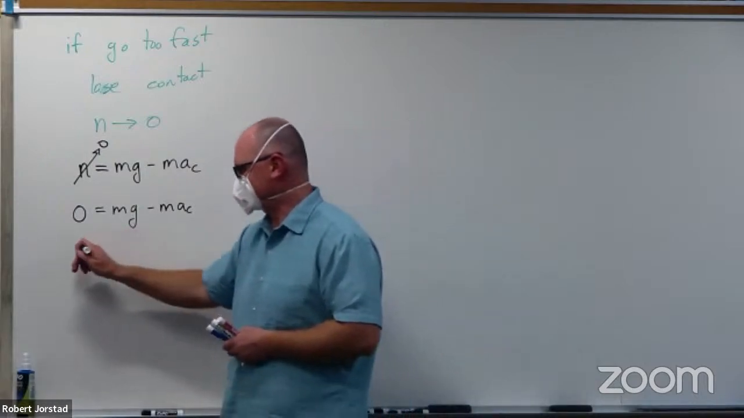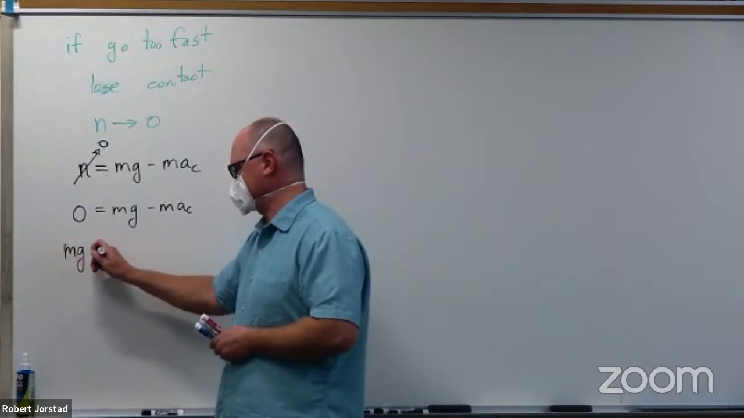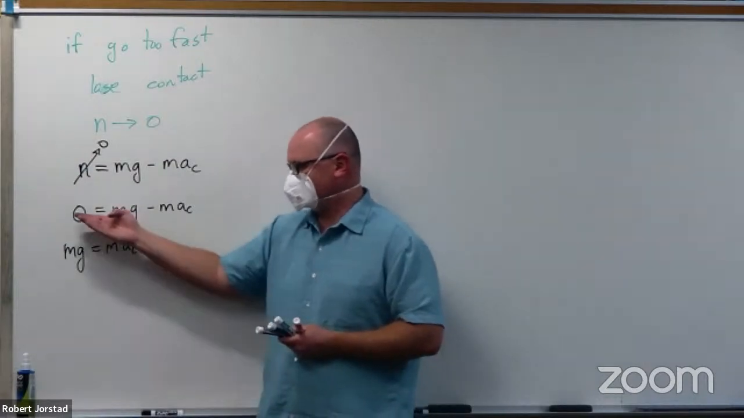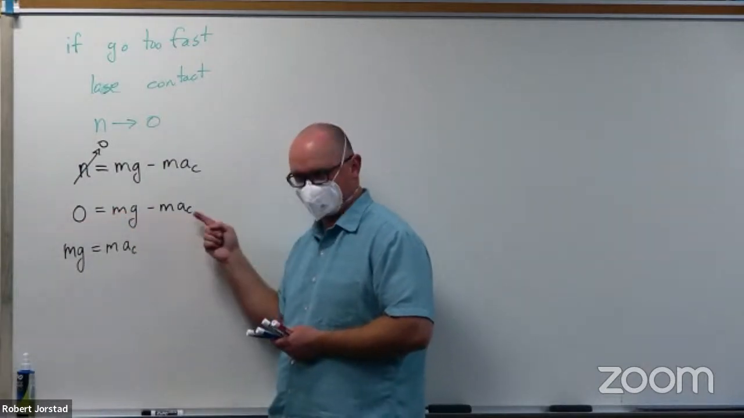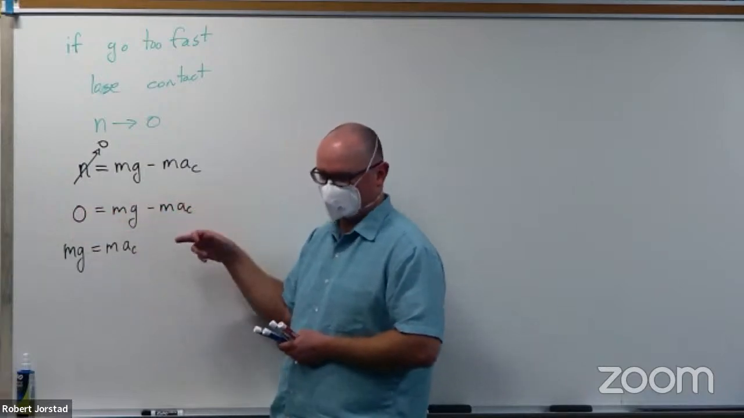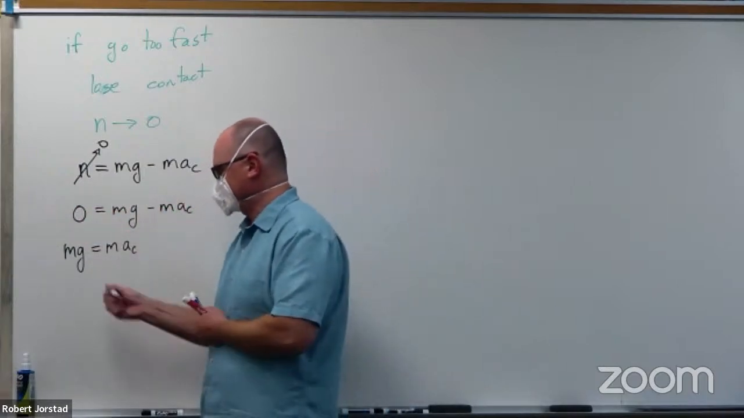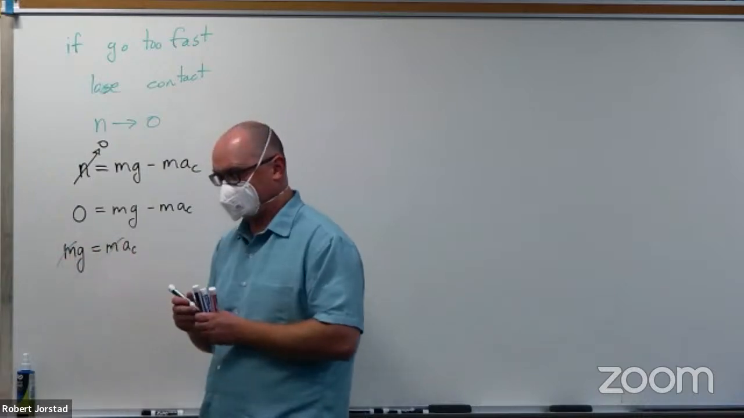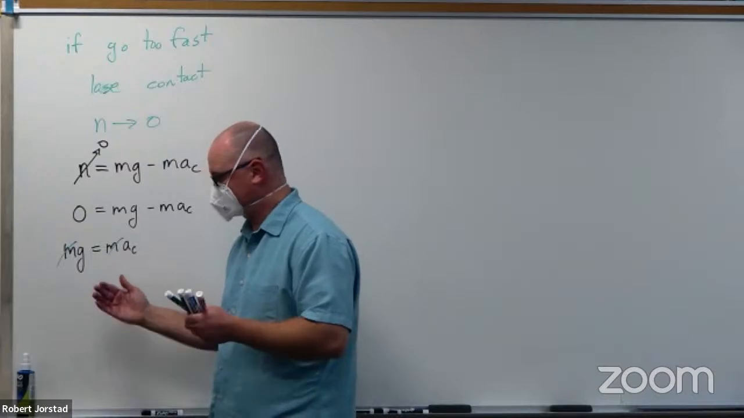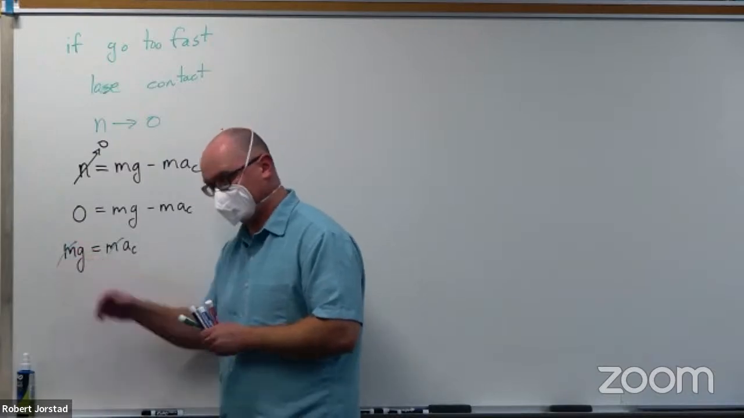Okay, how about I rearrange this first? Do you agree that's mg equals mac? What drops out? M. You can divide every term by m at this stage, agreed. You can divide 0 by m, mg by m, mac by m. So notice the mass of the block doesn't matter in terms of losing contact. So you can have a light object or a heavy object will lose contact.